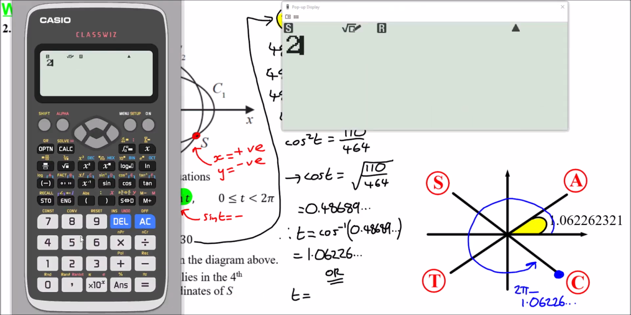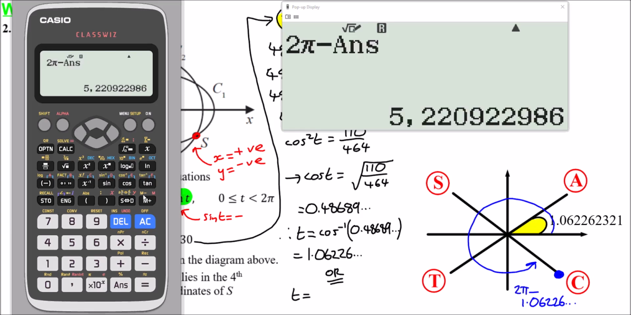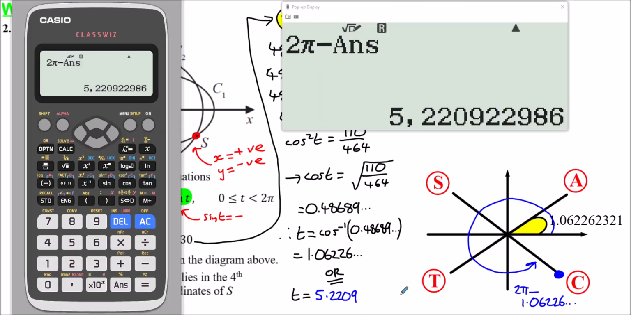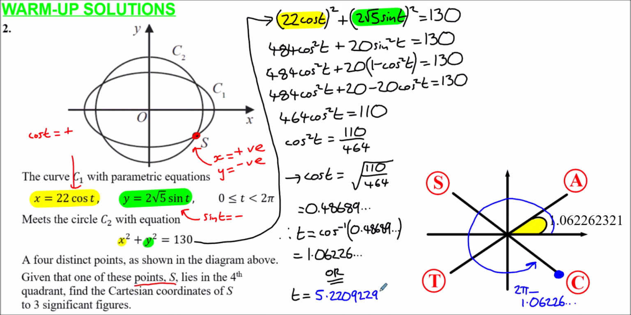So 2 pi minus that answer, 5.2209. Give a few more figures for accuracy, in fact: 22986. So we're going to reject the first one, because this is where sine would be a positive value, which we don't want. So that's what we've got for t. Now we have that for t, we can go forward and finish off.